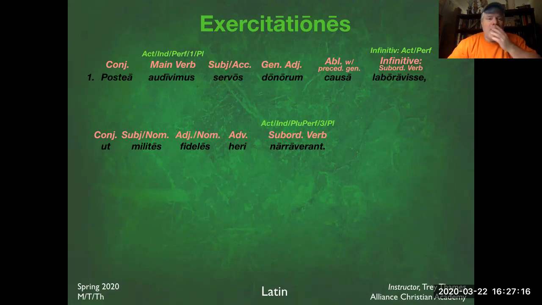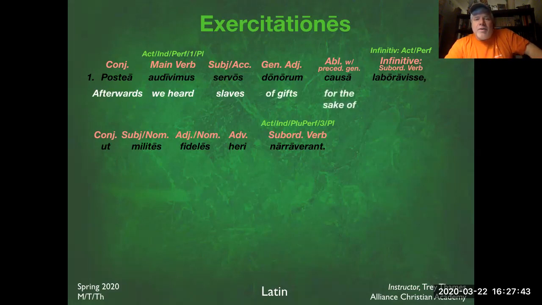Okay, so let's walk through this here. Afterwards, postia. Afterwards, we heard, perfect tense. We heard that. We're going to translate literally before I give the actual translation. Slaves. So how do we translate accusative plural? That's simply slaves. Servos is slaves. Donorum is of the gifts, of gifts. Genitive plural. Causa, ablative. Okay, so it's for the sake of, for the sake of.